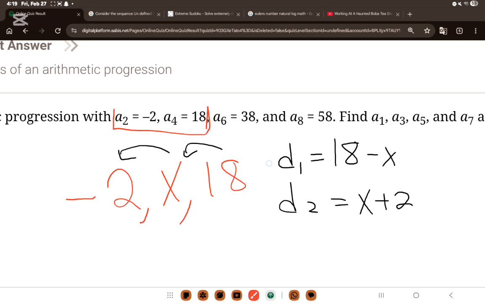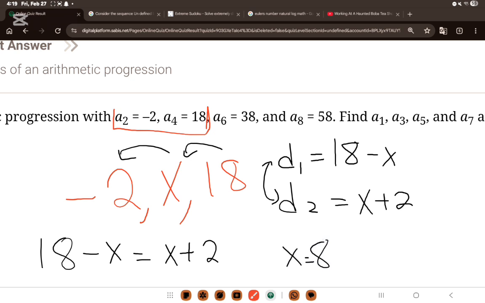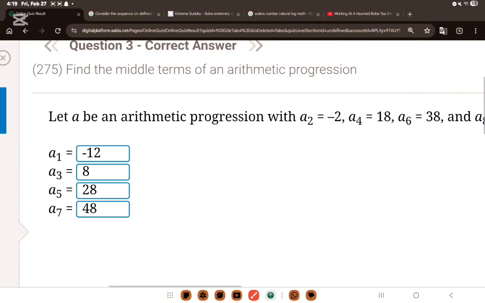Make d1 equal d2, so it's going to be 18 minus x equal to x plus 2. Solve for x and you get that x is equal to 8. Now what is equal to 8 here? So a3 is equal to 8. Now let's check, it is 8.